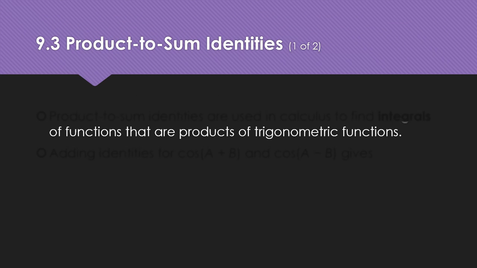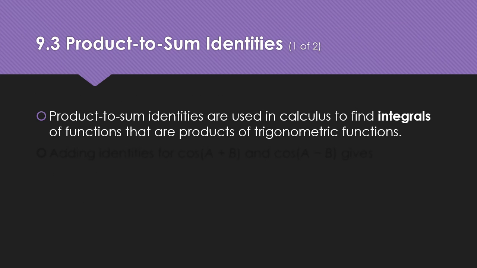We also have some product-to-sum identities. These can be used in calculus to help find integrals of functions that are products of trigonometric functions. If you take AP calculus, you'll be doing that. If you take the survey of calculus, you really don't get into the trigonometric functions in calculus.